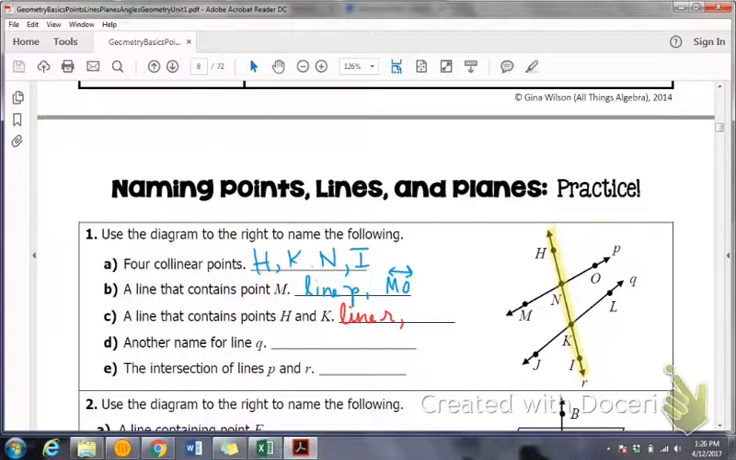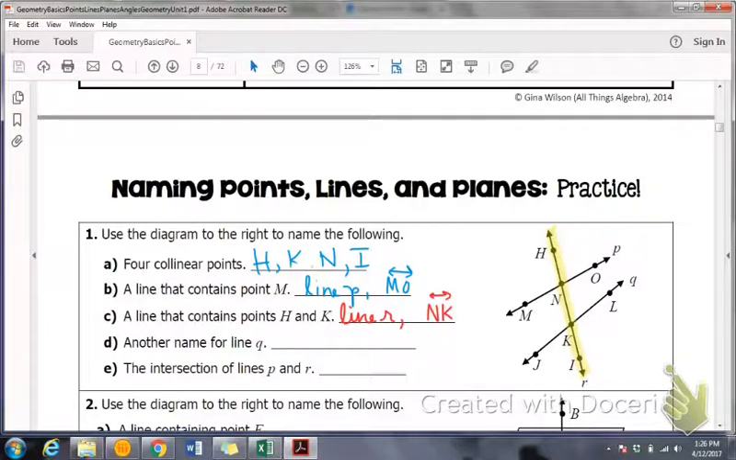What's another way that I could name this line? Line N, O. Only two. I only need 2 letters. M, N. N, K, right? Any 2 points that are on that line, you could say N, K, you could say K, I, you could say K, H, okay? So any 2 letters that are on that line.